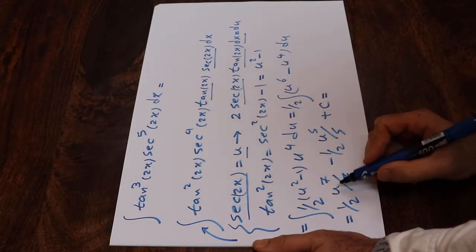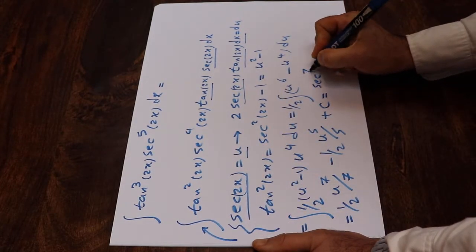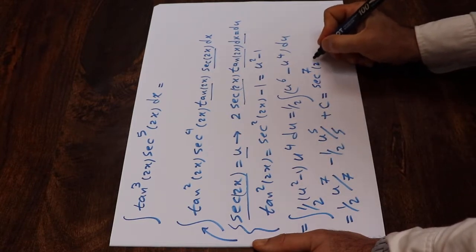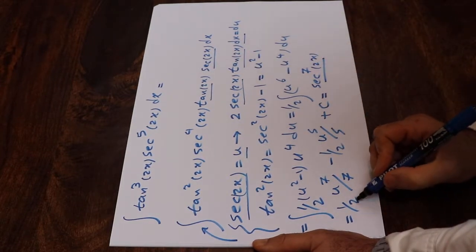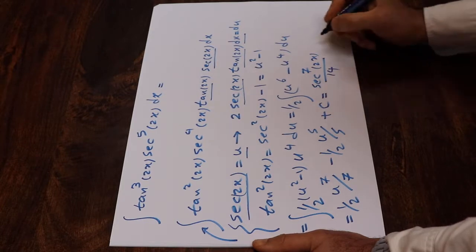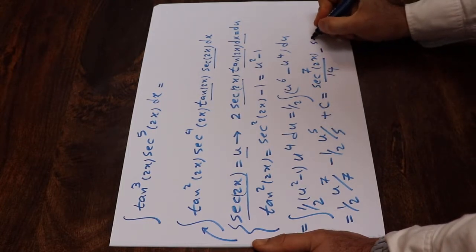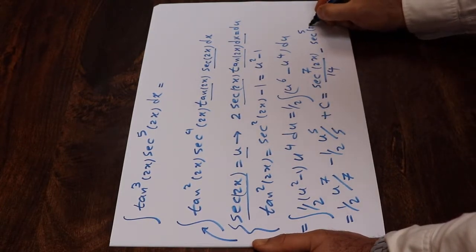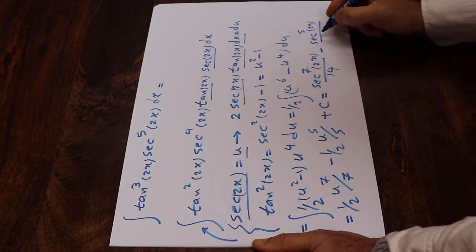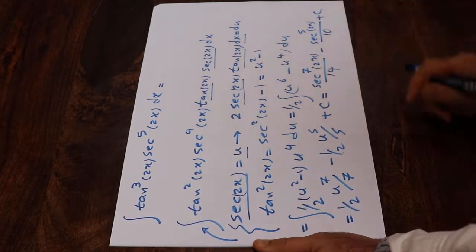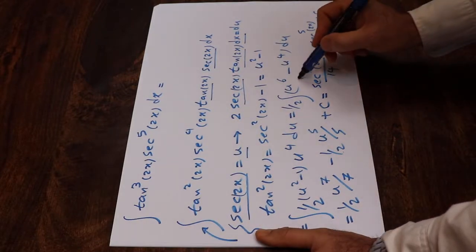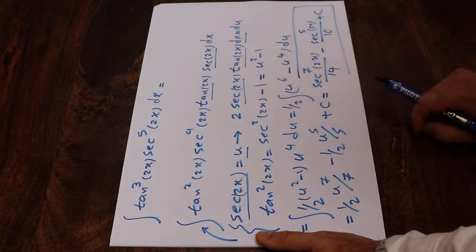So this will be equal to secant to the seventh 2x divided by 2 times 7, which is 14, minus secant to the fifth 2x divided by 2 times 5, which is 10, plus c, which is the constant of the integral. And that is the solution to our integral.